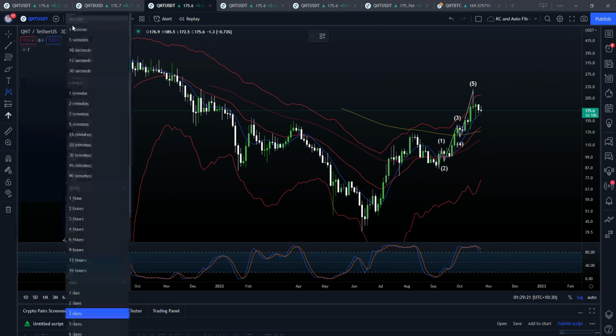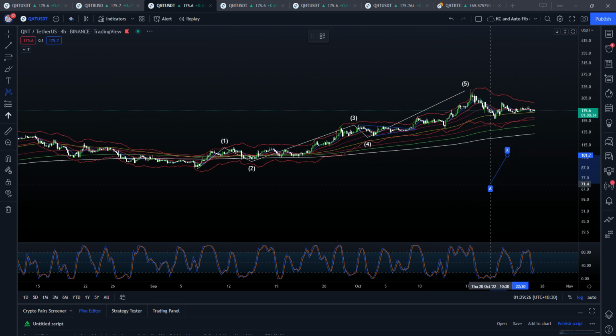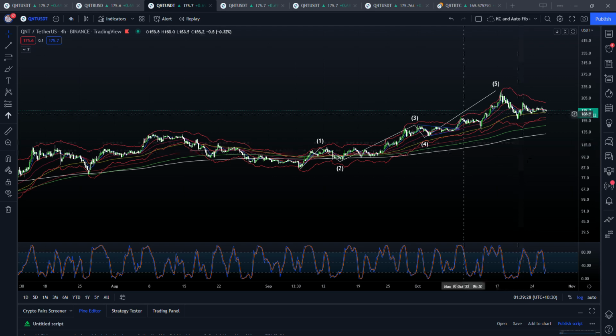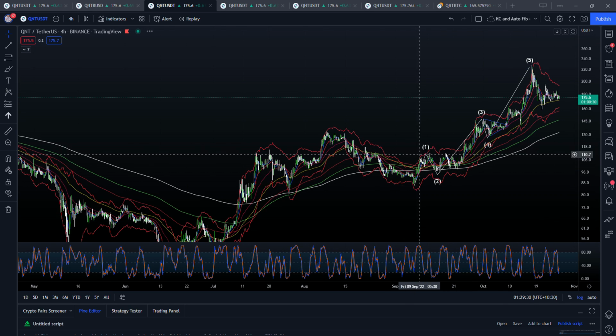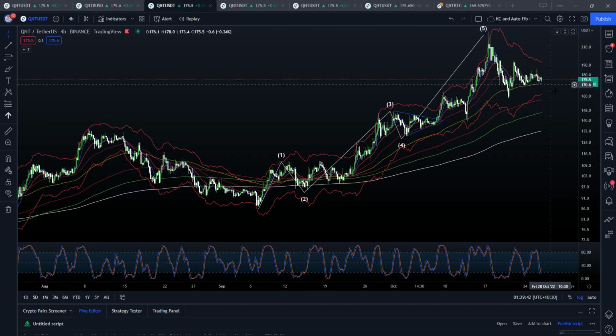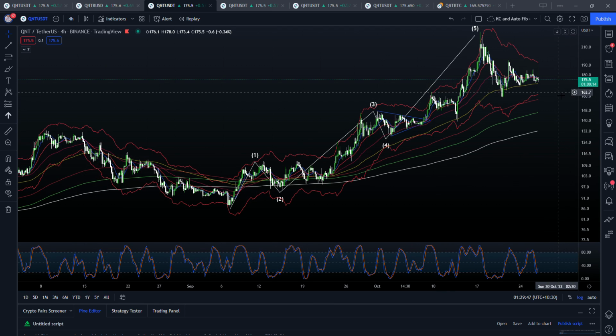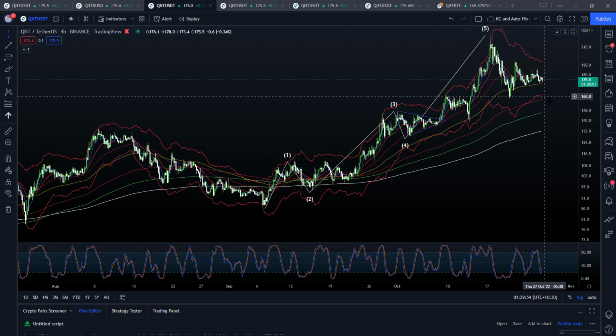Now heading over onto the 4-hour chart. As you can see here, we had the 5-wave impulse move to the upside. And now we're just correcting here. And on this 4-hour chart, the 100 EMA is currently support. But we're looking vulnerable here. I do think we drop down and come down to 160.